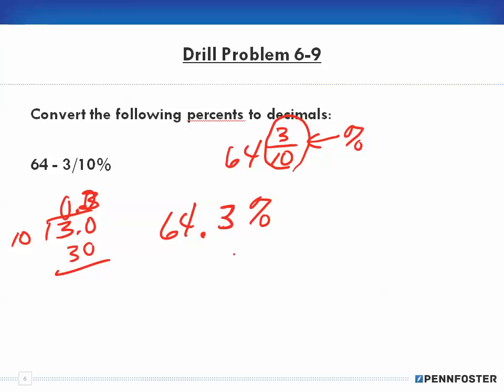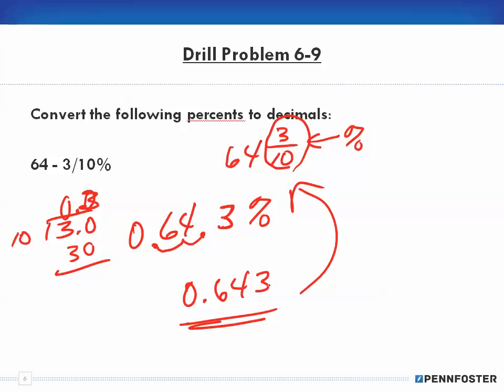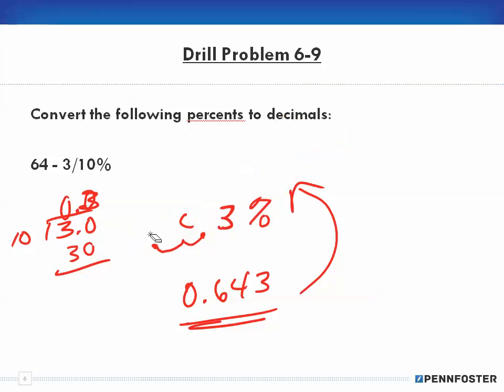Now from there, since I'm going from percents to decimals, okay, I'm going to divide by 100, or I move the decimal place. Well, I'm going to move the decimal place 1, 2, and stick it there, so I end up with 0.643 as my decimal for the 64 3/10 of a percent. Okay, all right, let me just quickly go over that again, real quick.